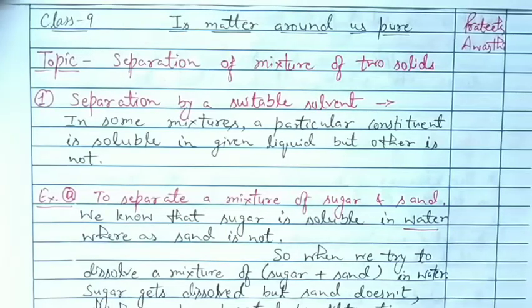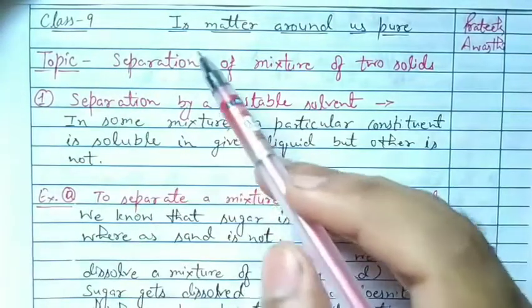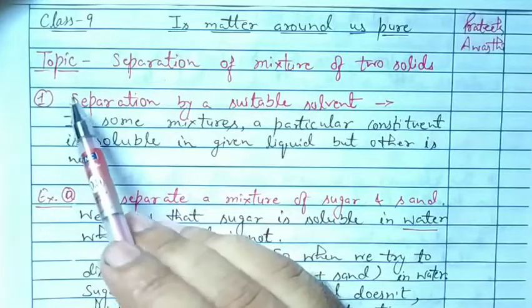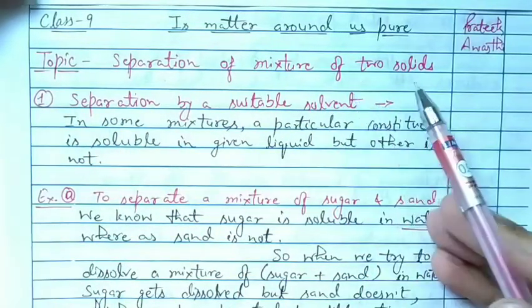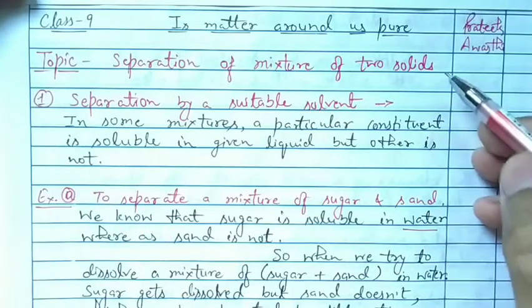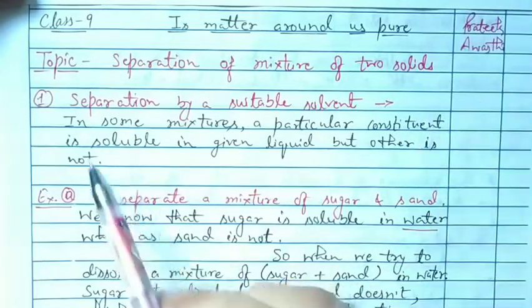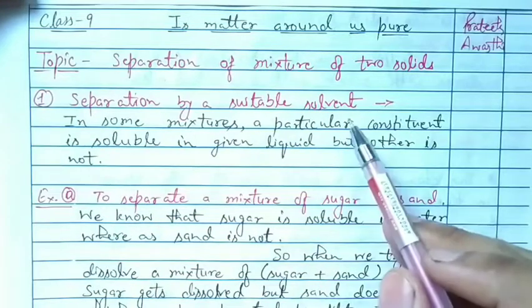In today's lecture of class 9th, the chapter is Matter Around Us Pure, and the topic we are studying is separation of mixtures of two solids. It can be done by several methods, out of which the first method is separation by a suitable solvent.